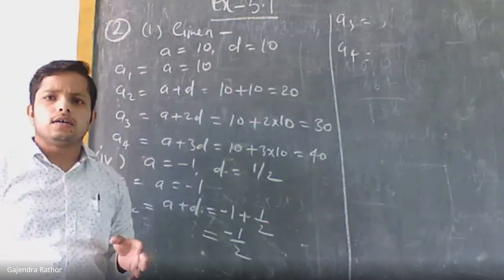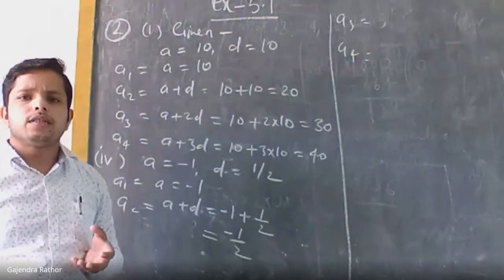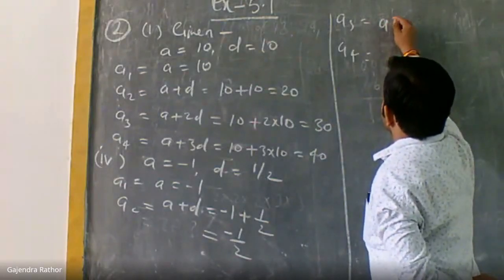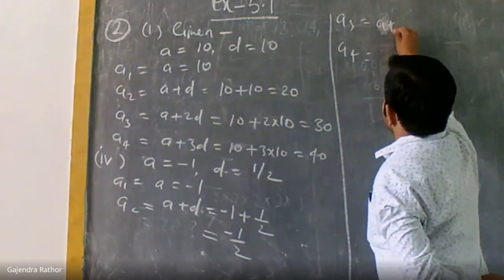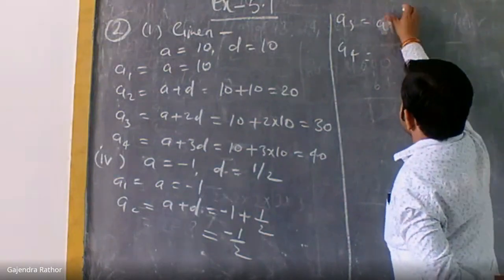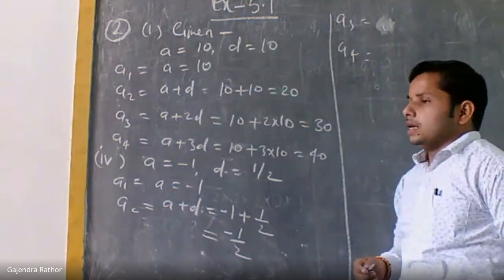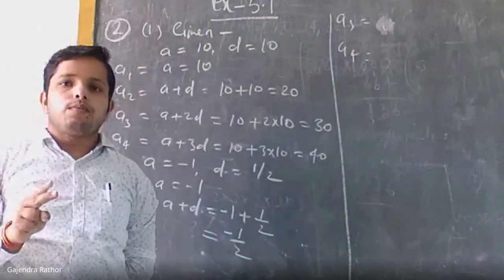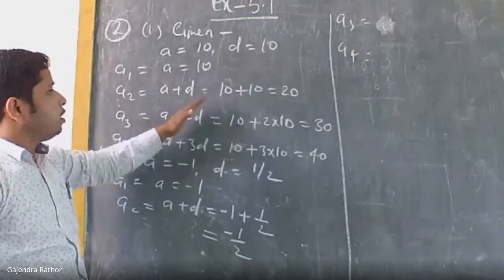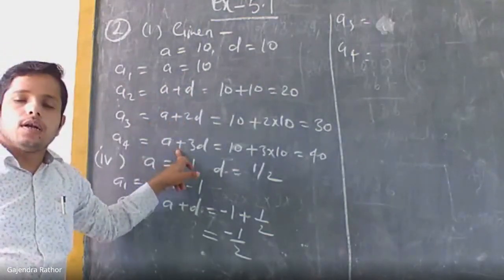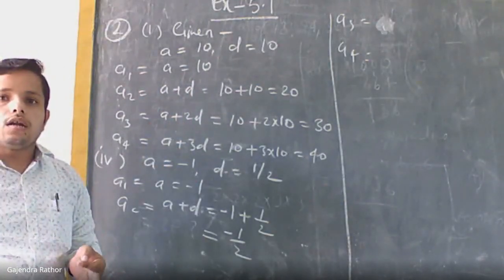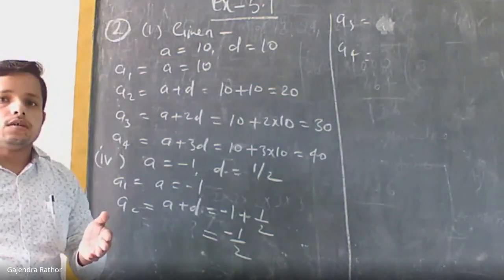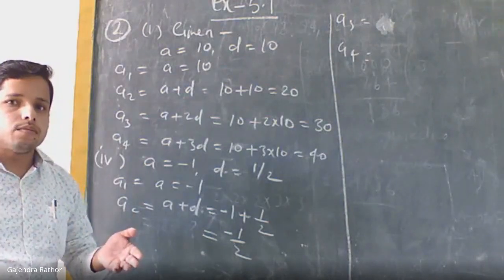So to find any term of an AP, this is very simple. The second point is, to find any term, we have two options. First, we can use the standard form like this. The second type is we can add the common difference to the preceding term.